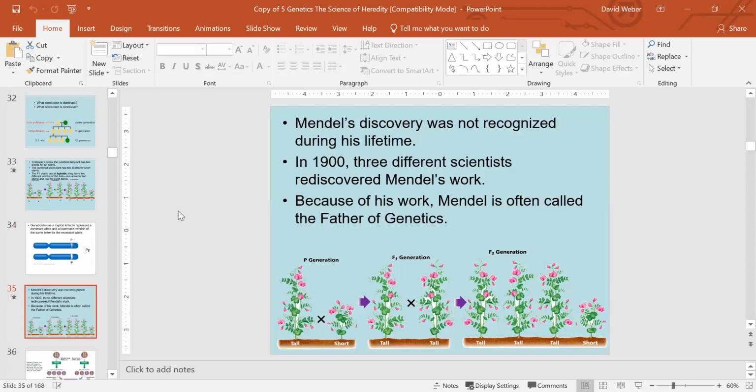So Mendel's discovery was not recognized during his lifetime. In 1900, 3 different scientists rediscovered Mendel's work. Because of his work, Mendel is often called the father of genetics. I would write down the last two. However, for the last one, just remember, Mendel is the father of genetics.